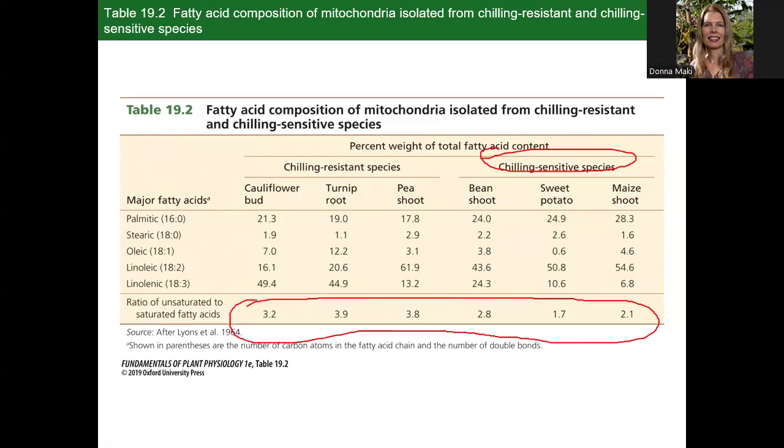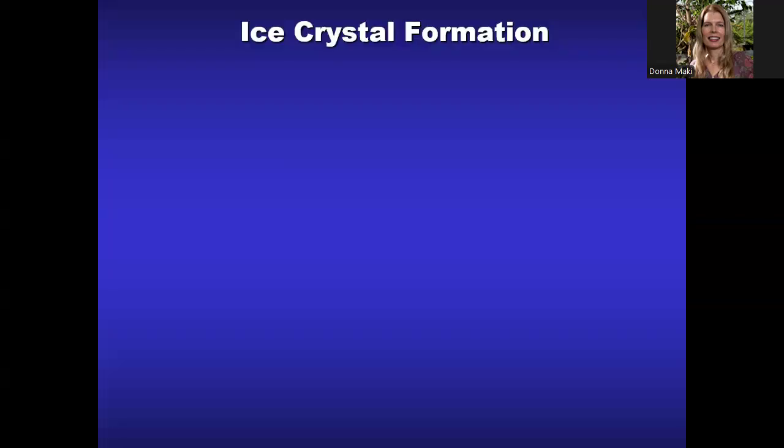So they're looking at the ratio of unsaturated to saturated. So the higher the number on that ratio, in this case, the more unsaturated there is. And so you can see the chilling resistant have higher numbers. So they have more unsaturated fatty acids. So that's something that they can do even within their own lifetime. They can switch out their fatty acids and repair that and get it so that they're better acclimated.